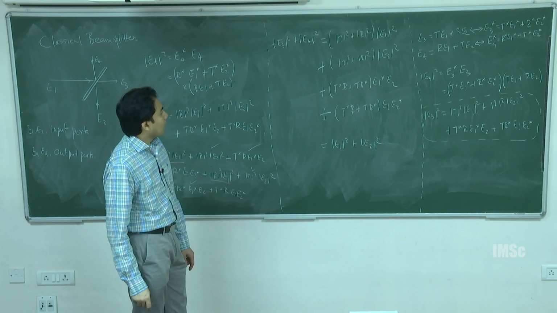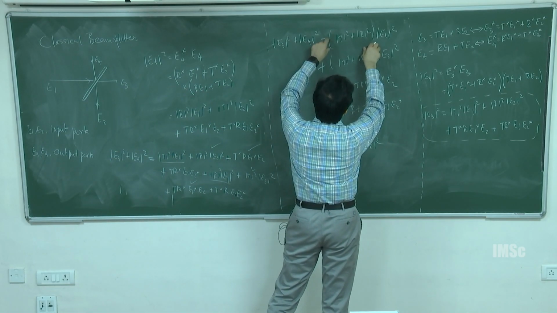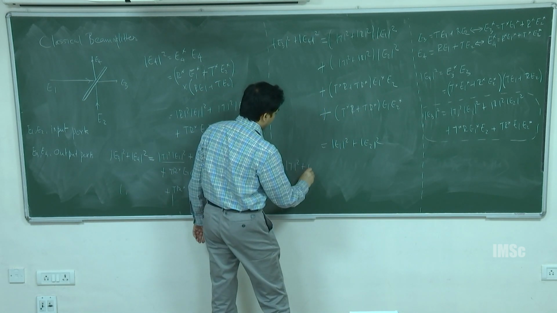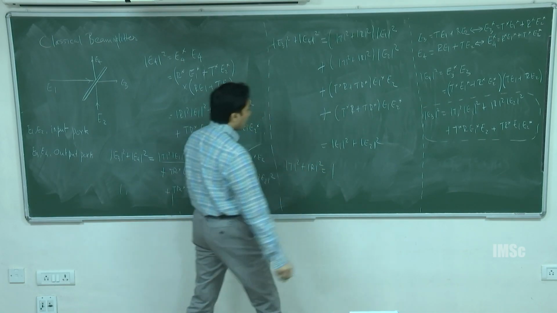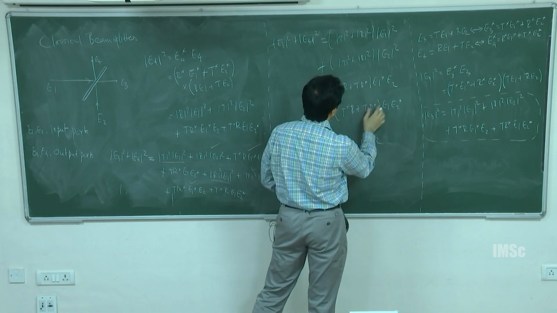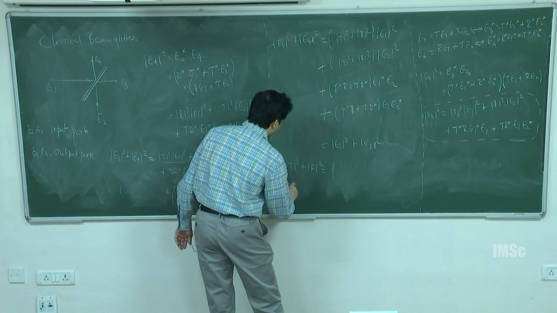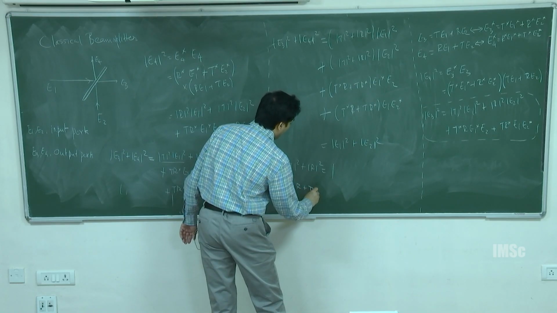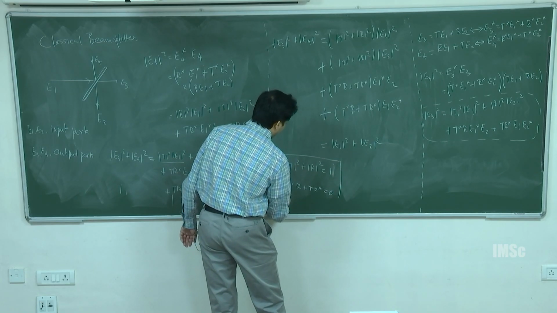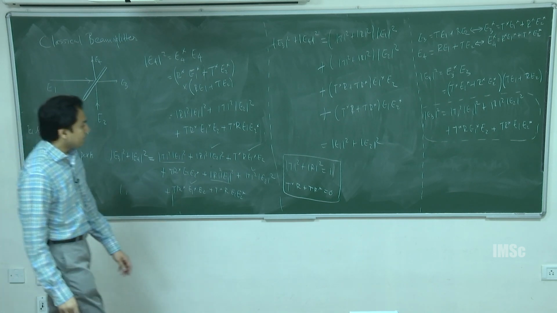So what does it mean? We have mod E1 square on the right-hand side, and these coefficients which multiply mod E1 square should be 1. Likewise, the coefficients of E1 star E2 and E1 E2 star should vanish, because otherwise energy won't be conserved. So these two are very important.